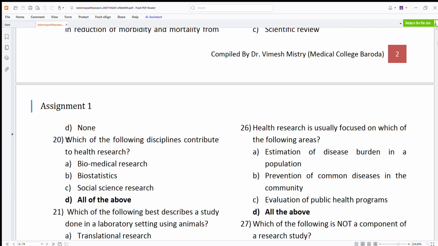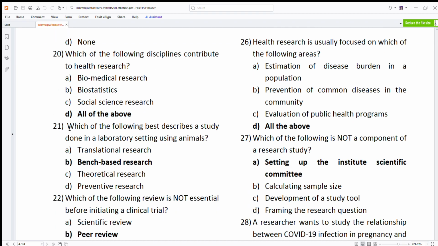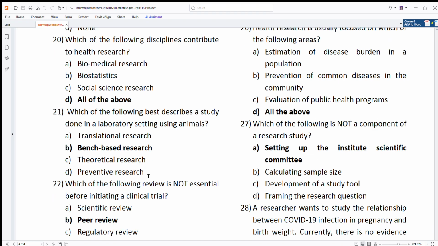Then which of the following disciplines contribute to health research? Biomedical research, yes. Biostatistics, yes. Social science research, yes. And all of the above also. Then which of the following best describes a study done in a laboratory setting using animals? Translational research, bench-based research, theoretical research, or preventive research? The answer is bench-based research, in the laboratory setting using animals.